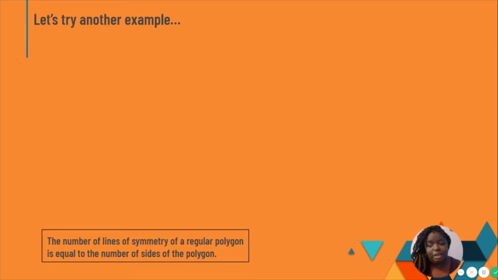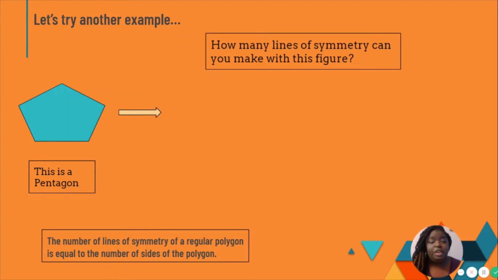So let's try another example. Same thing. The number of lines of symmetry of a regular polygon is equal to the number of sides on the polygon. So here we have a 5-sided shape. And let's remember, a 5-sided shape is considered a pentagon. All sides of this regular polygon are congruent. So then what we want to ask is the question, how many lines of symmetry can you make with this figure? If we know that it is a 5-sided shape and we know that it's a pentagon, let's figure it out.